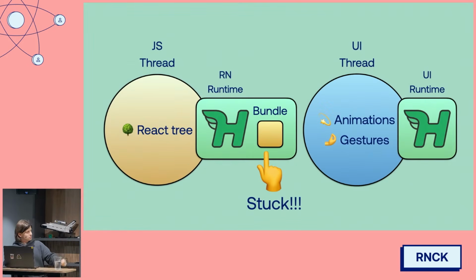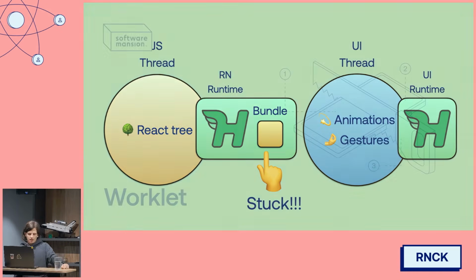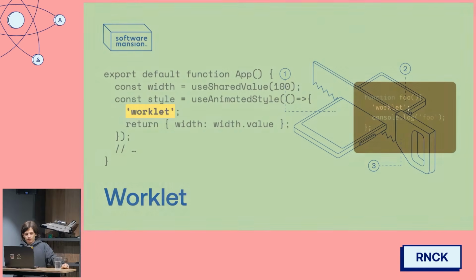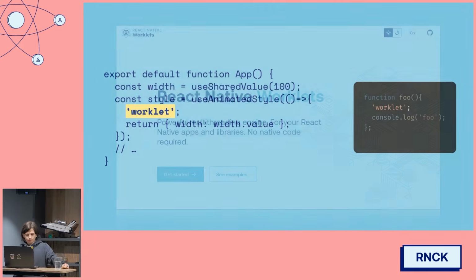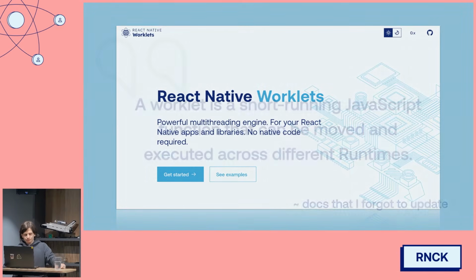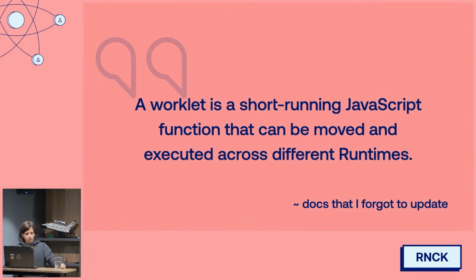And this problem is why worklets were invented as a concept in 2020. But what is a worklet? And what is the ever enigmatic worklet directive in a function? So, if we go to the docs, we can find the following definition. A worklet is a short-running JavaScript function that can be moved and executed across different runtimes. But how is that possible? We just said a second before that we cannot move a single function from one runtime to another.